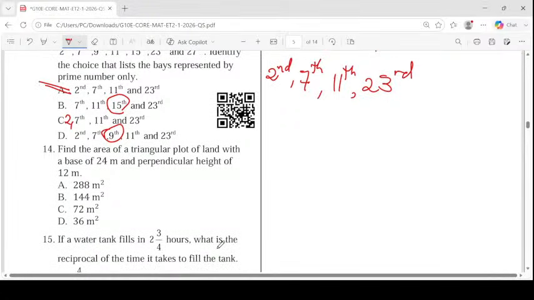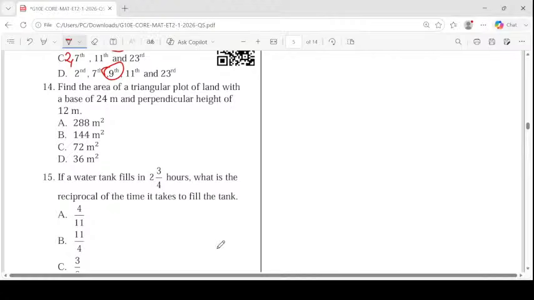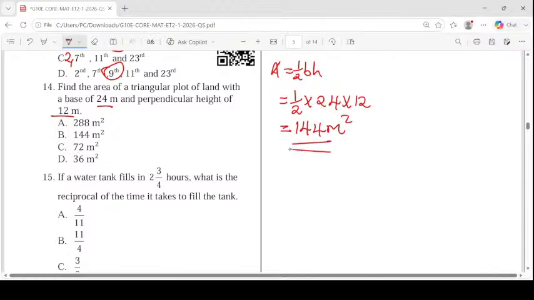Question 14. Find the area of a triangular plot of land with a base of this and a perpendicular height of this. Area of a triangle is given by a half multiplied by base multiplied by the height. So this is a half by 24 by 12, which is 144 square meters. Choice B for boy.